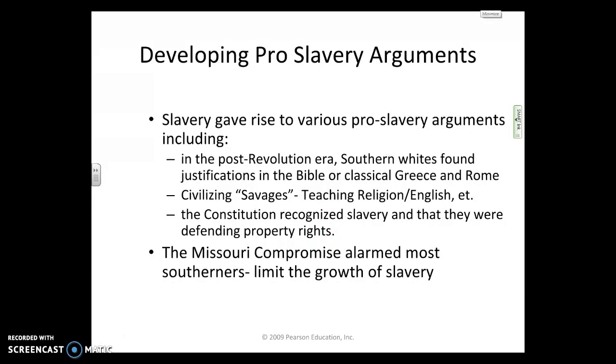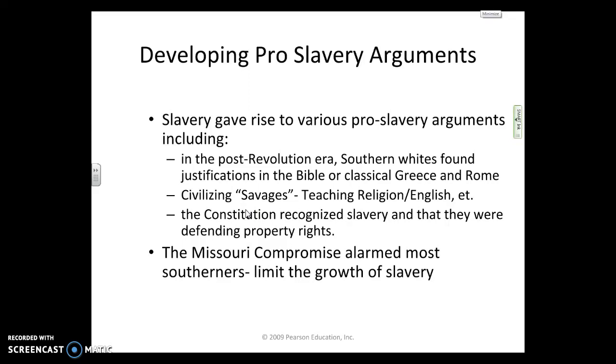Now, there's a lot of actually pro-slavery arguments made during this time by Southerners. It was in the Revolution era. They used the Bible and also classical Greece and Rome as their justification. That there's slavery in the Bible, it means it's okay. Ancient Greece, ancient Rome, these are the most civilized people out there. They had slavery, it means it's okay. There were also arguments that we were civilizing people, and civilizing people who didn't know better, in their viewpoint of it. So religion, English being taught, and the Constitution recognized slavery, so slavery was seen as property. They were seen as chattel slavery, and so it almost became property rights.